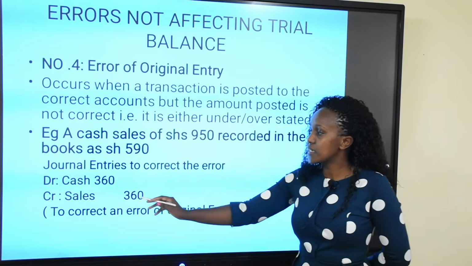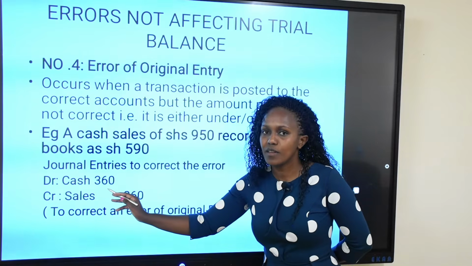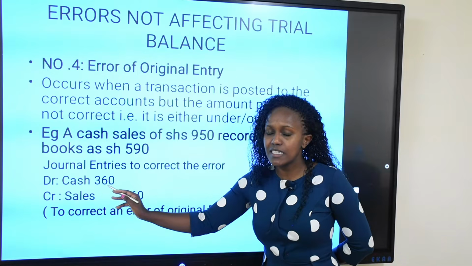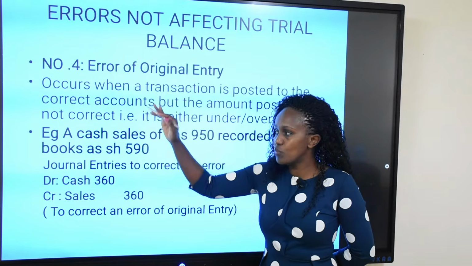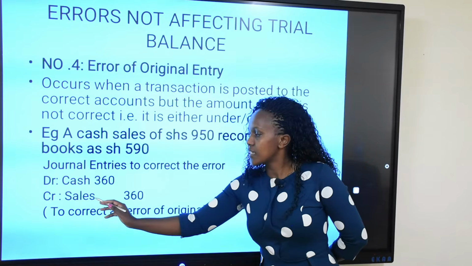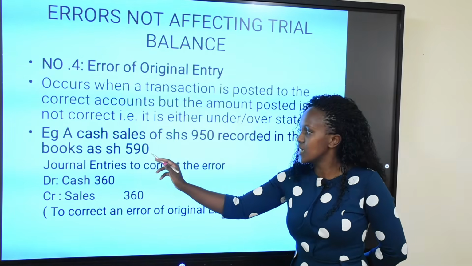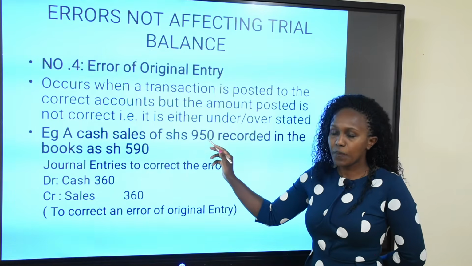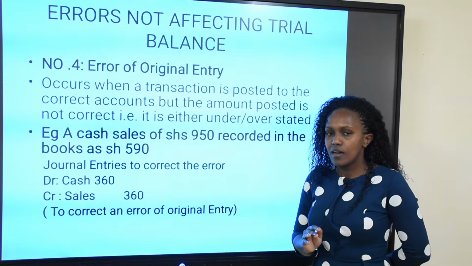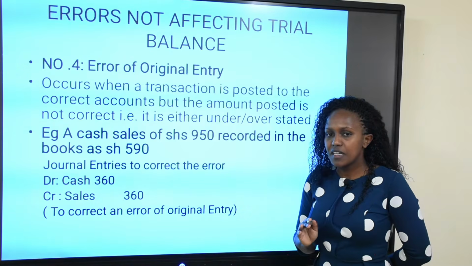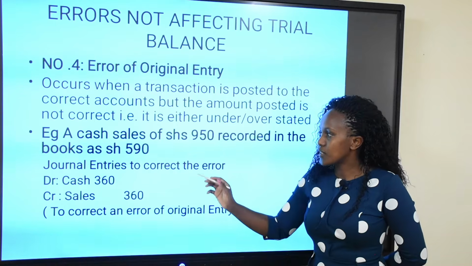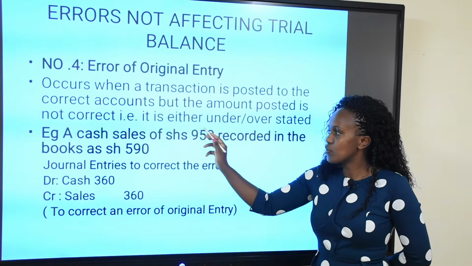So we are going to debit cash of 360 to move it from 590 plus 360. Now it is going to be 950. And the sales account, we are also going to credit by 360 to move it from 590 to 950. So both accounts had the error. And this time you are saying the error was undercasting because 590 is less than what should have been put there as 950.